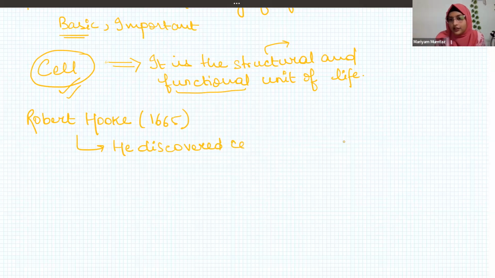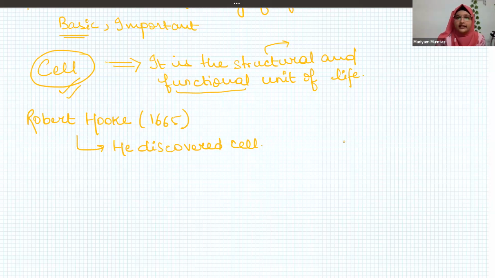Now, a question could be asked: who was the first person to discover the cell and in which year did he do that? Your answer would be that Robert Hooke was the first person and he discovered the cell in the year 1665.